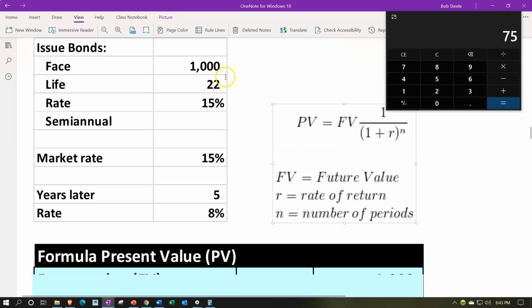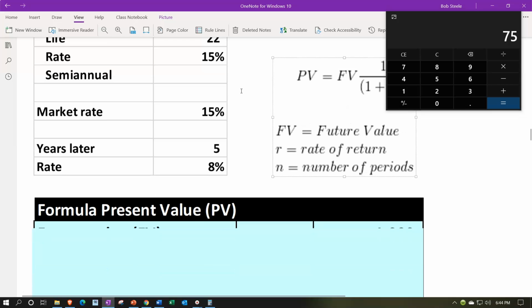So now we're going to do the present value of the 1,000, which is going to be present value equals future value over 1 plus r to the n, future value 1,000. 1 plus r is now going to be the 15% market rate divided by 2, 7.5%, to the number of periods, which would be 22, but now semi-annual, therefore 44.